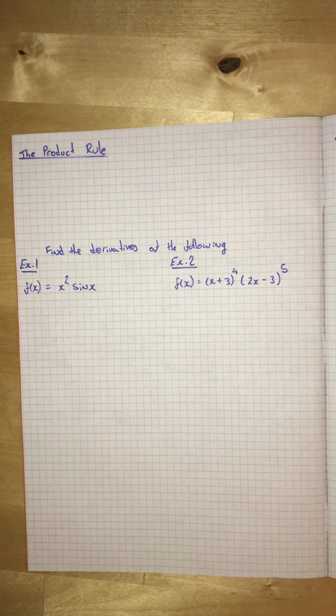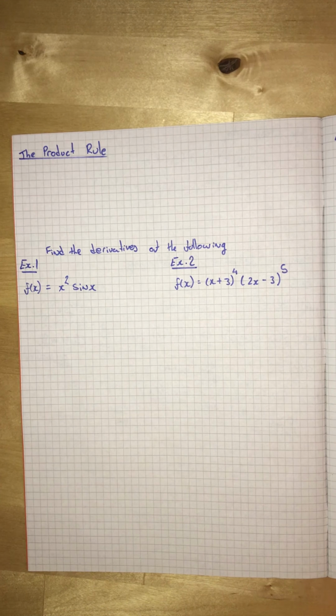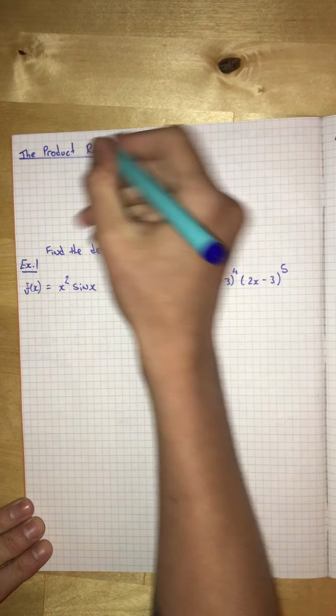Hi, so what I'm going to do in this video is start to show us one of the methods of differentiation which is key in Advanced Higher, and that is called the product rule. What the product rule allows us to do is differentiate functions which are products of each other, so when they're multiplying.